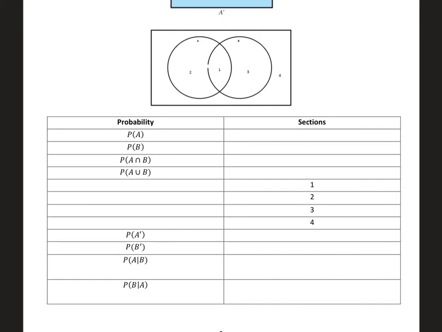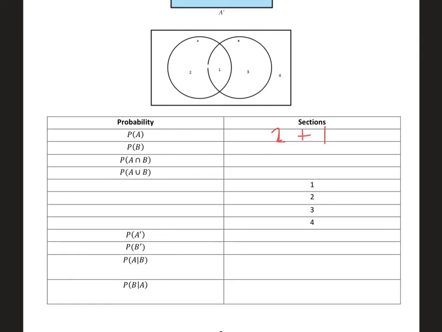So the middle one is 1, the left one is 2, the right section is 3, and the outside section is 4. And what I want you to do is see if you can fill in this table using those numbers. So if I just do the first one with you, and you can try some of the rest yourself. If I wanted the probability of A, for example, then that would be sections 2 and 1. So I would add together those two probabilities because they're both in the A circle.